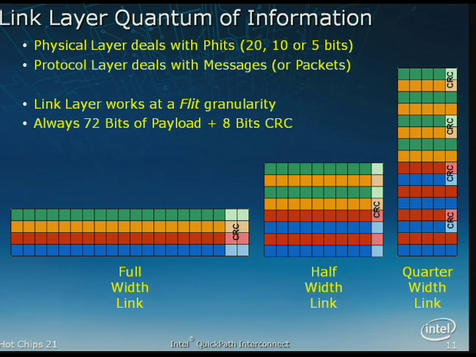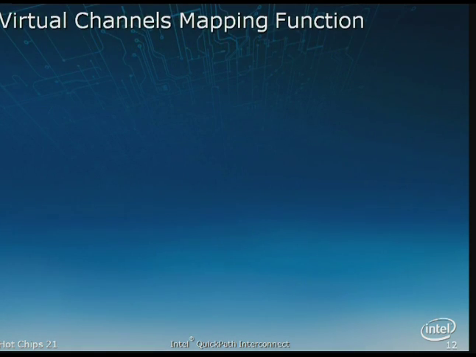For a full-width link, you'll see the 20 lanes wide. What you see is the CRC off to the side, and a FLIT is four transfers. A half-width link is 8 transfers, and of course, a quarter-width link is 16. We'll get back to the FLIT definition and why we care about that in a second.